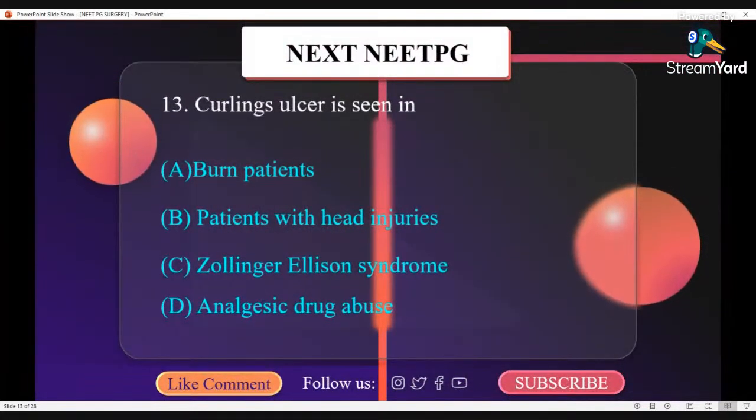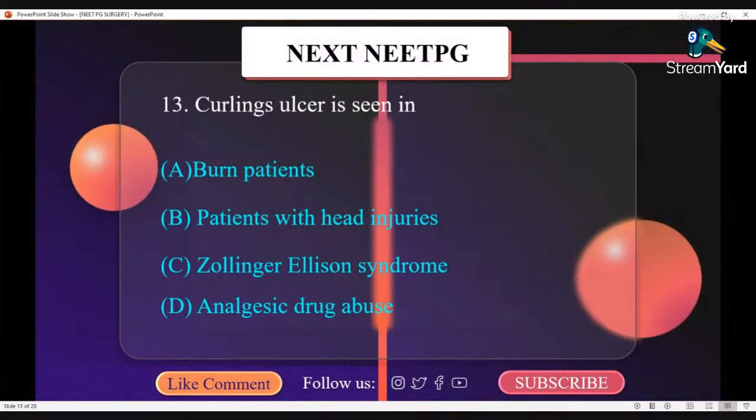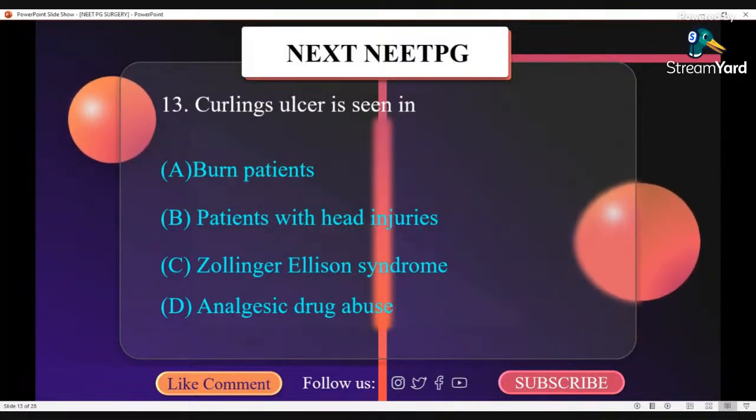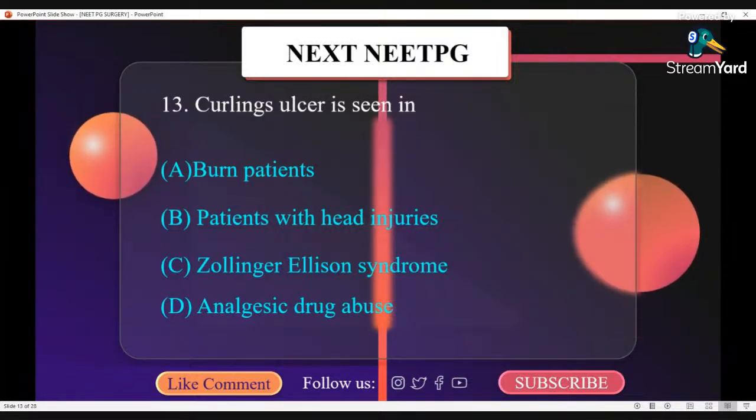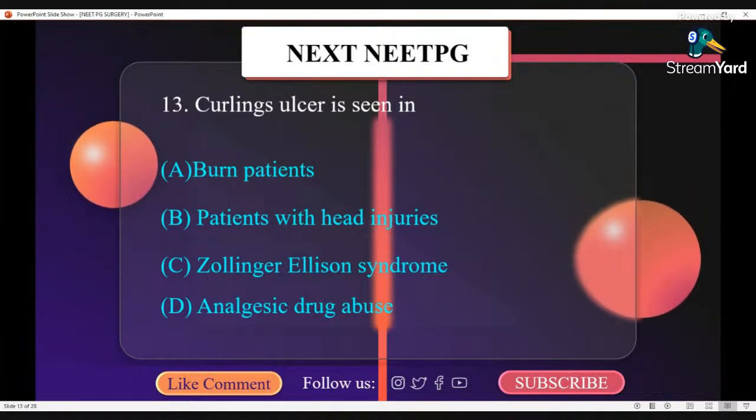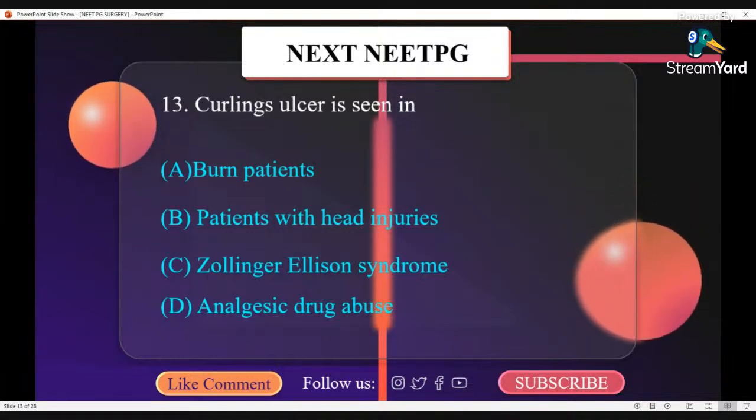Curling ulcer is seen in, we all know, which condition? Burns patient. Curling ulcer is seen in burns patient.